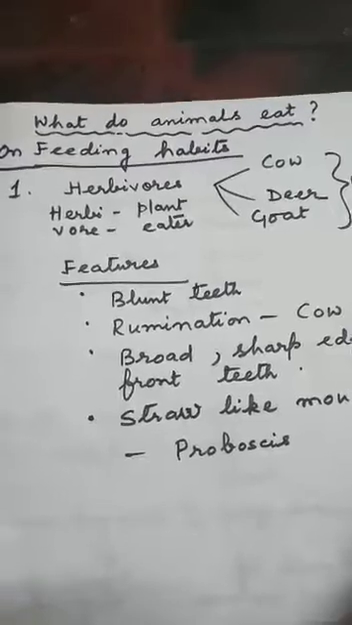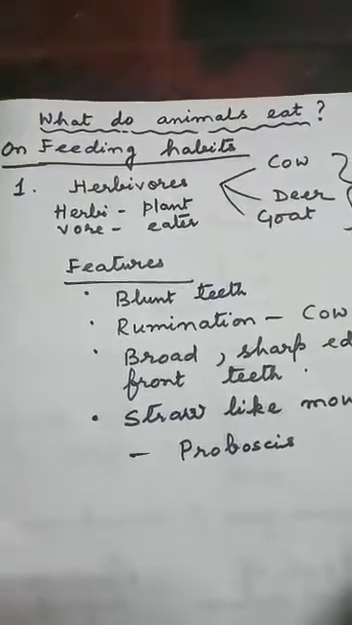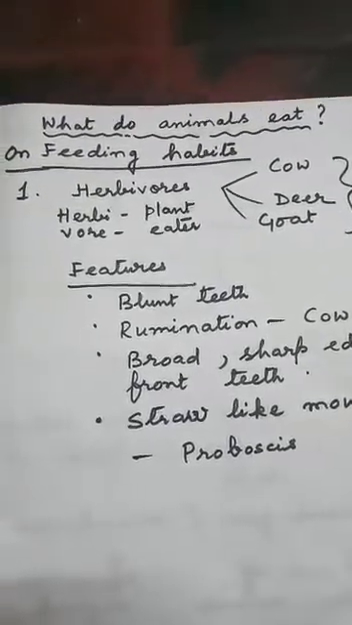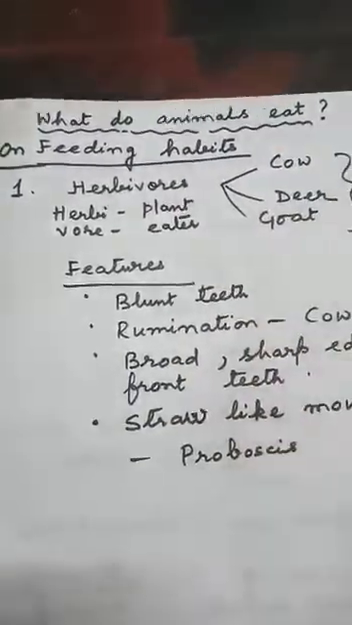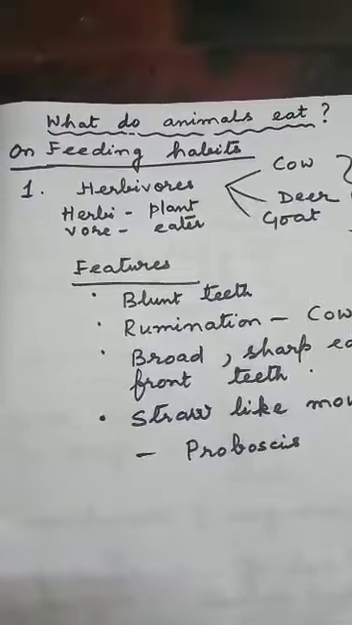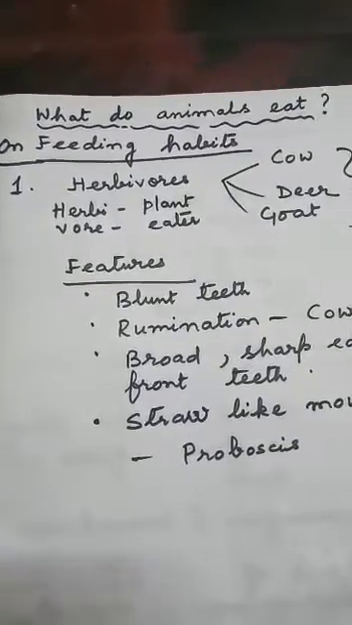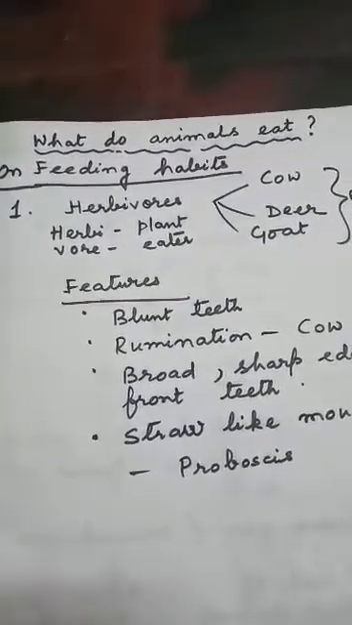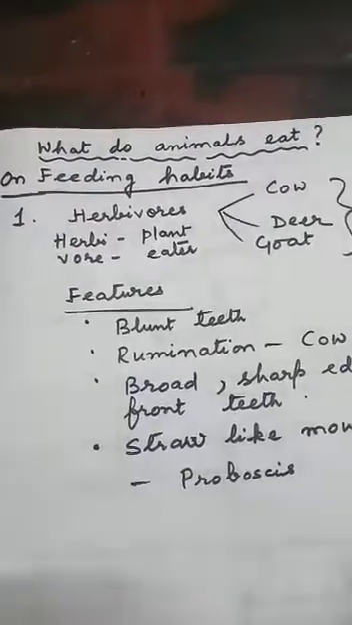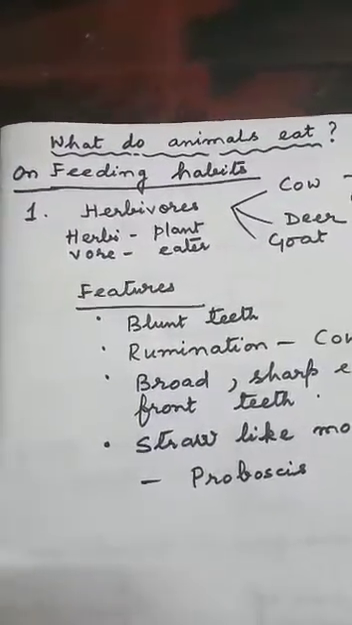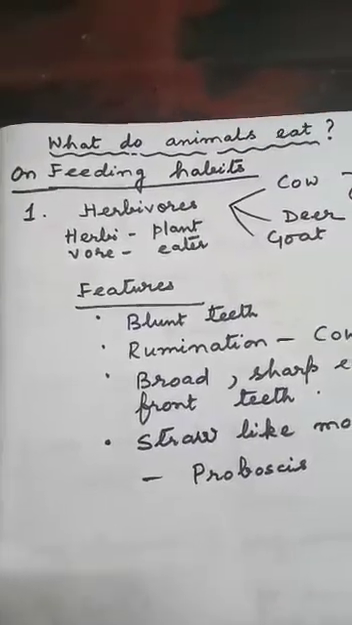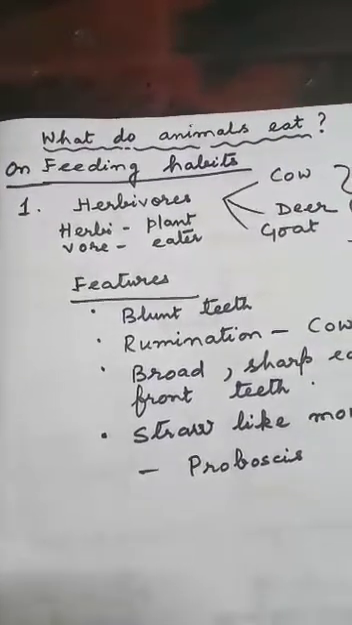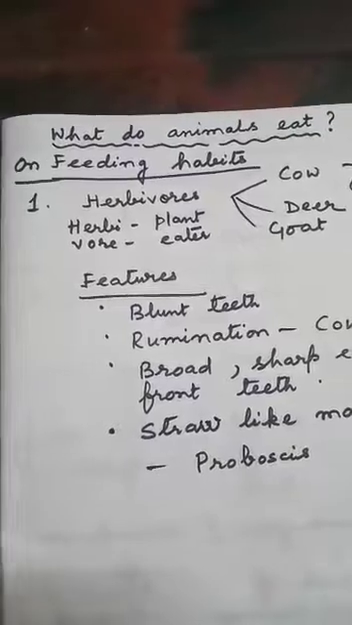We have started with chapter 1, the food and their sources, and now this is the second part of the chapter, what do animals eat. Previously, we have already studied about the sources of our food and from where we get the different types of food, like from the plants and animals. And now we will study about the animals, what they eat.